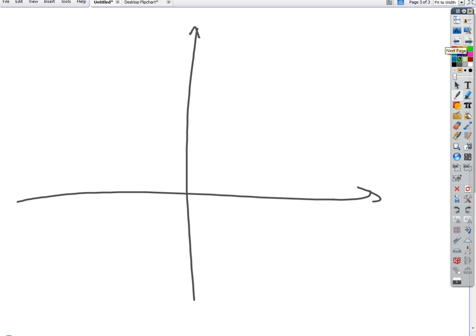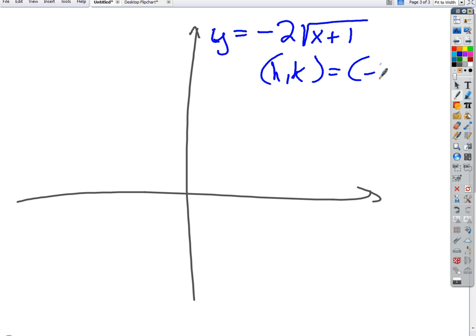How about this one then? Let's try y equals negative 2 square root of x plus 1. Try that. First of all, what are the values of h and k? Because that's going to tell us where we start. Negative 1 and 0. Good. Everybody see that? K is 0, h is negative 1. So there's our starting point.